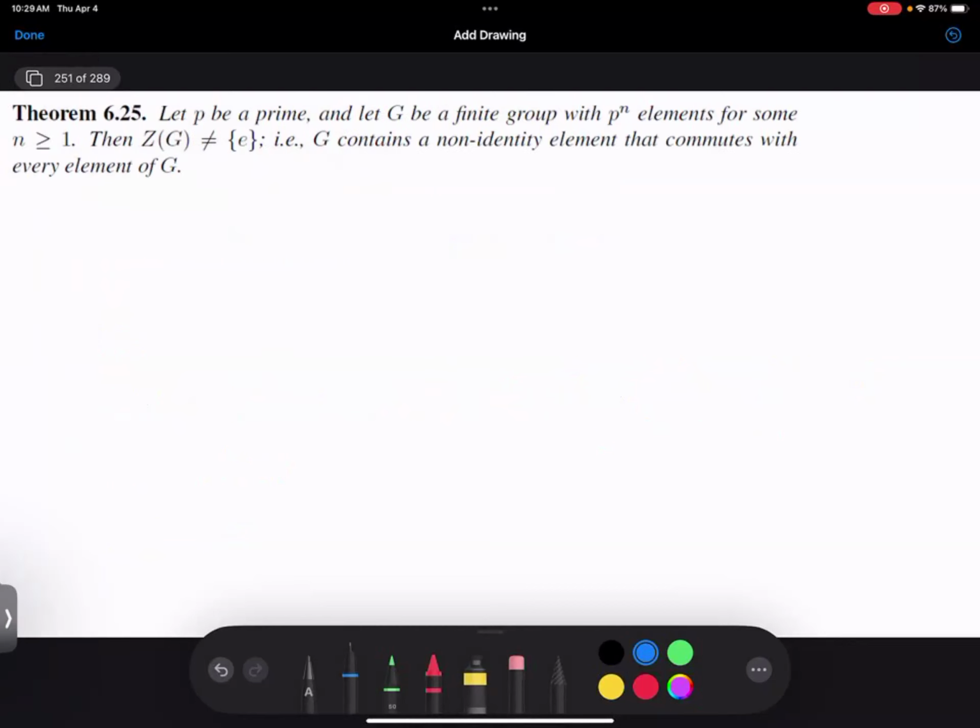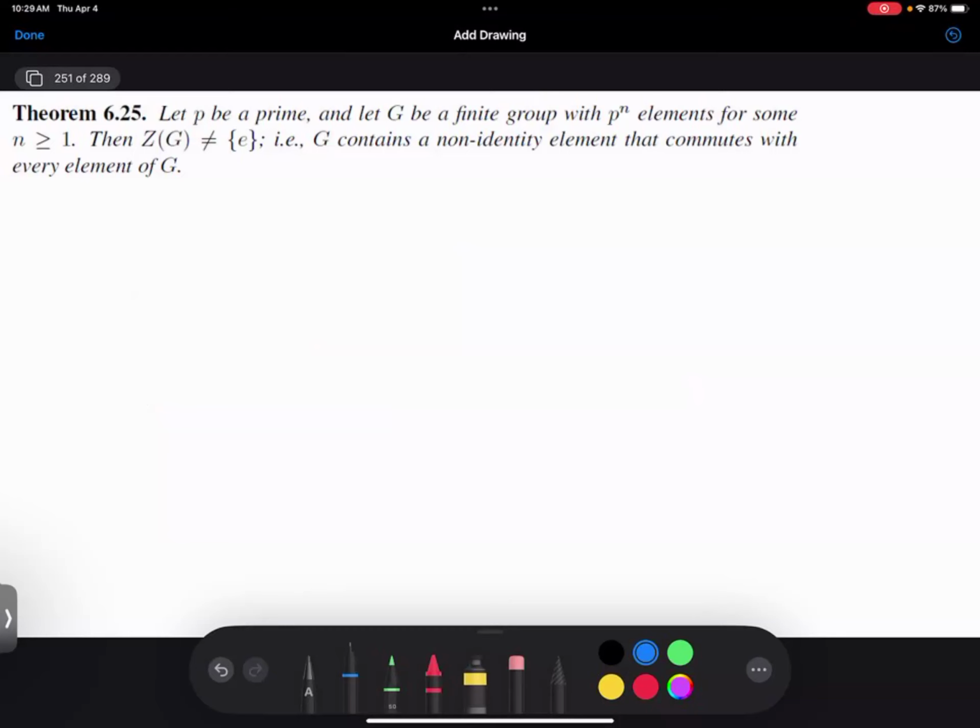So now let's let p be a prime and let G be a finite group with p to the n elements for some n greater than or equal to 1. Then the center is more than just the identity element. So there's something other than the identity element in the center.